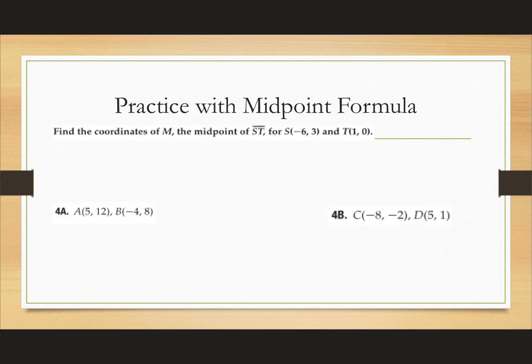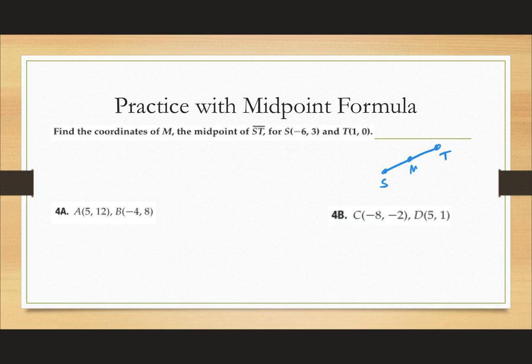So here we are, let's do some problems. The first one, find the coordinates of M, the midpoint of ST, for S is negative 6, 3, and T is 1, 0. Now sometimes the word problems can just be alphabet soup. It can jumble in your brain, doesn't make sense. So even if you're not in the right quadrants or in the right coordinates, and if your graph looks absolutely awful, sometimes just drawing it out. Okay, this is S, this is T, that means M should be in the middle right here.